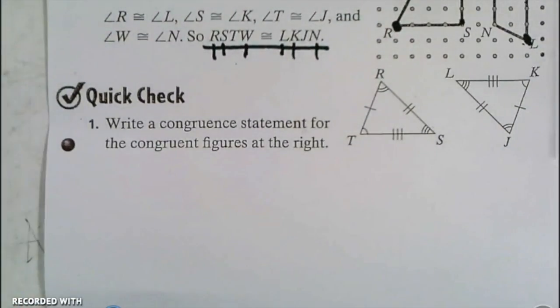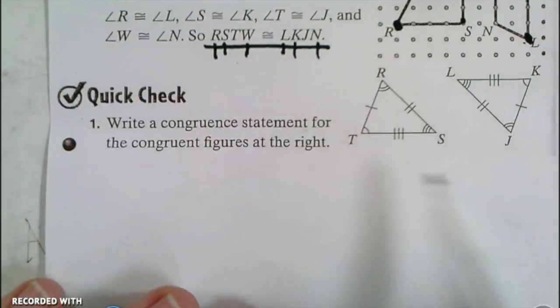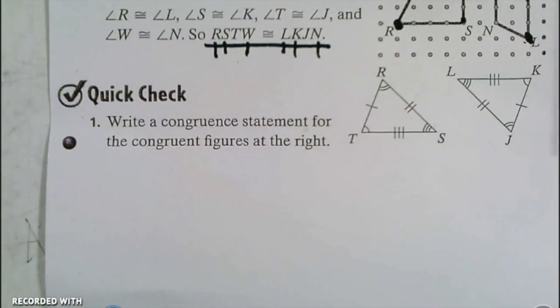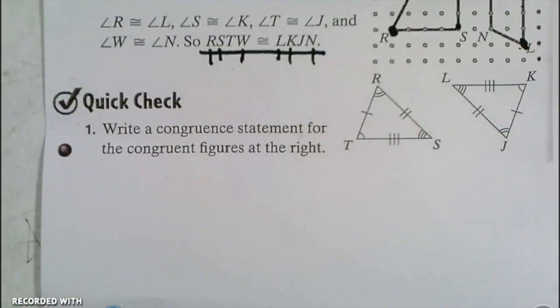Try the quick check. Write a congruent statement for the congruent figures at the right. So you got to find which ones match, use those little tick marks to help you, and write a statement saying that they are congruent in the right order. Go to page 2.